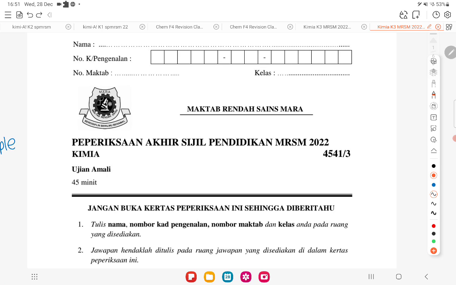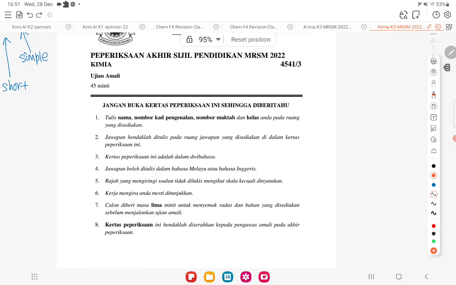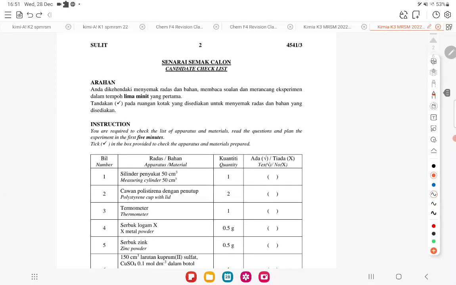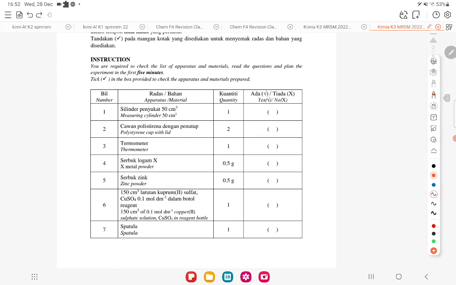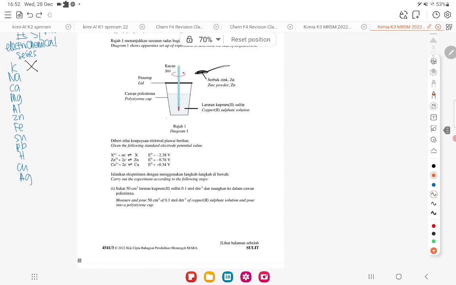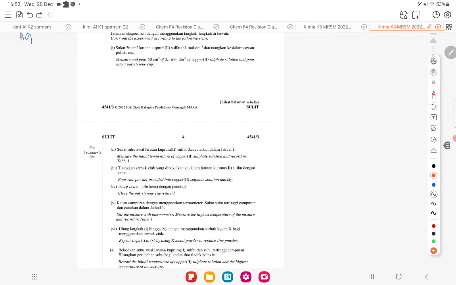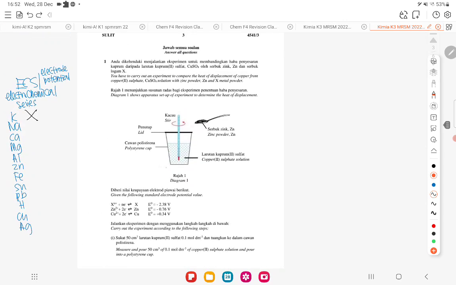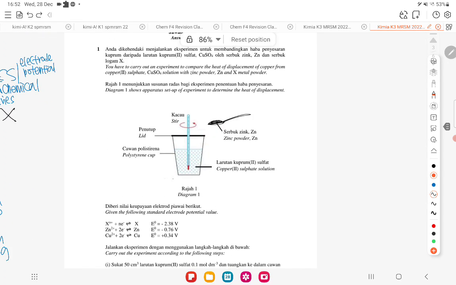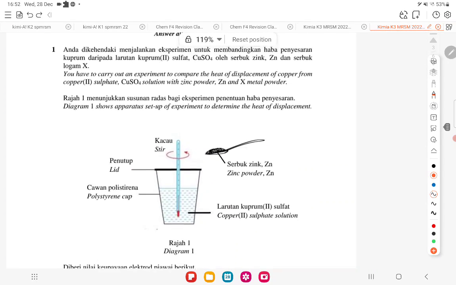Let's start. First of all, when you want to do the experiment, you always need to spend 5 minutes to check all the apparatus. You need to check whether you have the right apparatus and the right quantity or not. Use the first 5 minutes for checking. After you check, then you carry out the experiment using the steps given here. This experiment is about something we call heat of displacement.